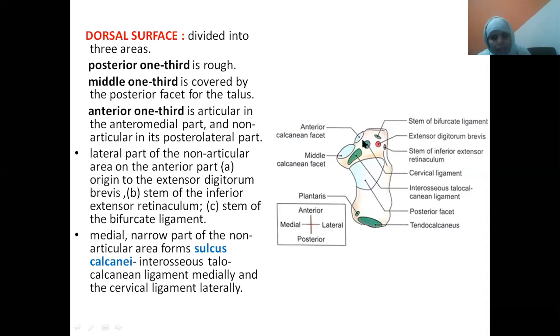Okay, don't worry. Now see here beta, at the anterior end we have these facets: anterior calcaneal facet, middle calcaneal facet, and posterior calcaneal facet. These facets are intended for the talus to articulate inferiorly to form the talocalcaneal joint. This is talus, this is calcaneum. The name of the joint is talocalcaneal joint. Okay.